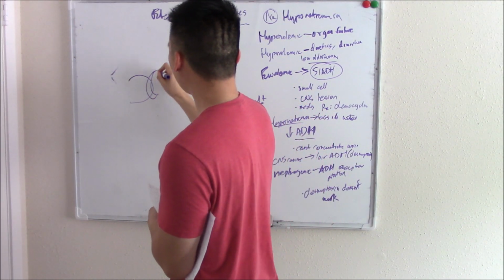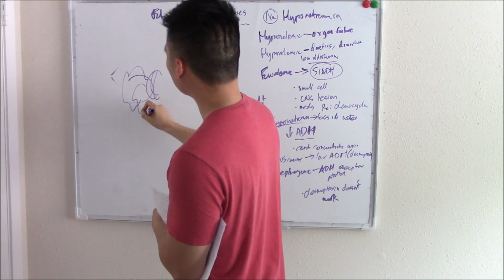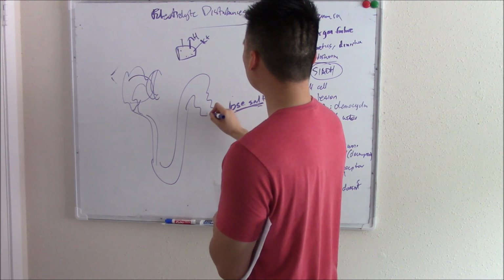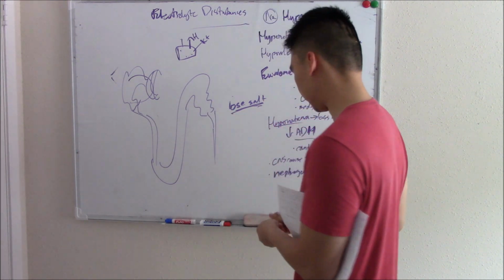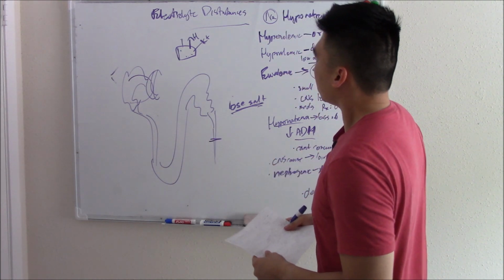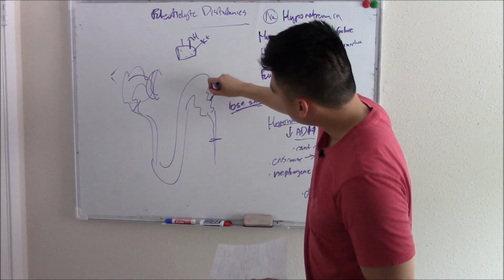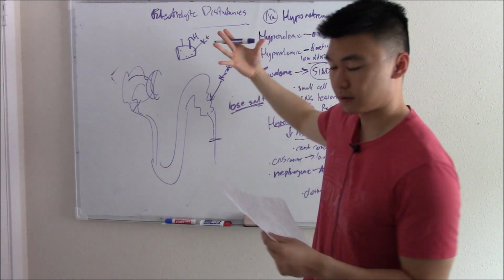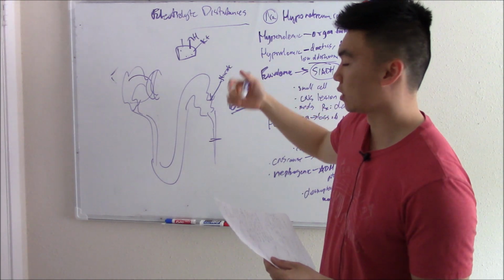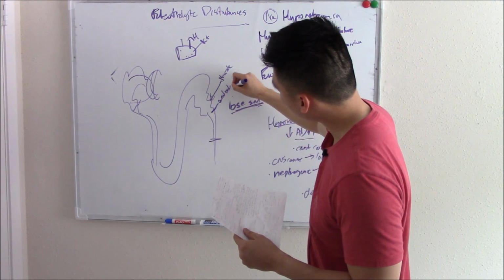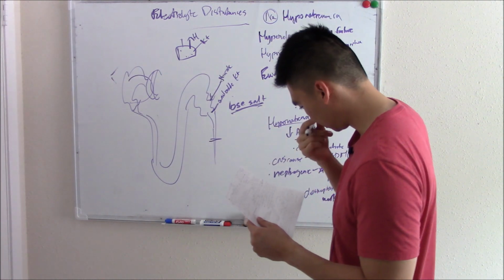Here's your Bowman's capsule, proximal convoluted tubule, loop of Henle, distal convoluted tubule, collecting duct. Yeah? ADH kind of works here. We're going to give drugs like thiazides. Just pause the video, tell me where thiazides work, what they do. Or we're going to give drugs like amiloride, which is a potassium-sparing diuretic.